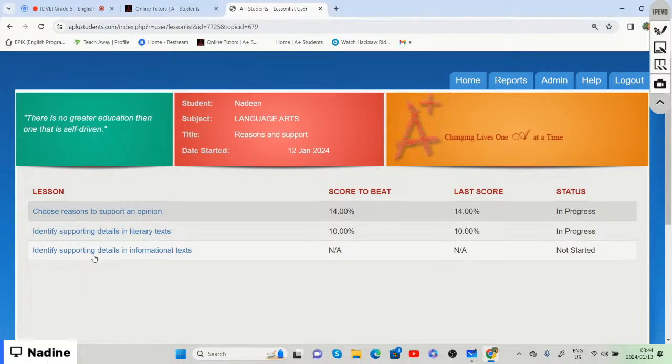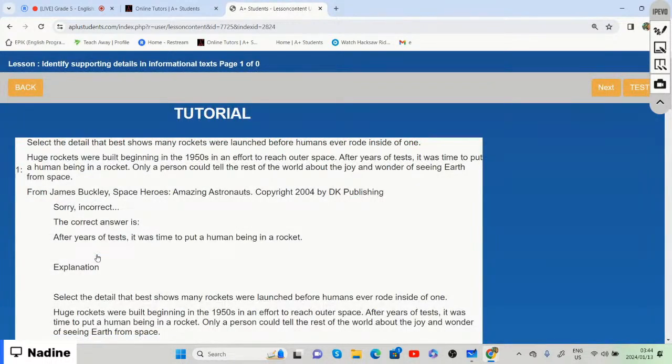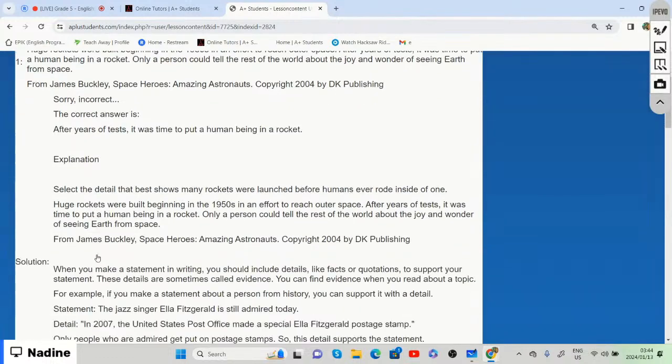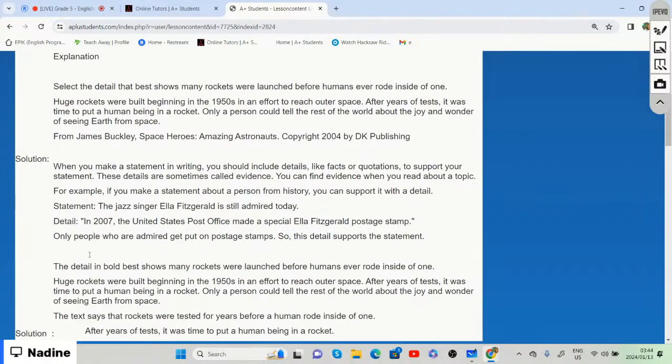All right. Now we're going to identify supporting details in informational texts, right? And when you make a statement in writing, you should include details like facts or quotations to support your statement. These details are sometimes called evidence. Remember, we said that facts need to be supported by evidence, because facts are things that are true. But in order for us to verify if it's true, you need to also provide evidence. Then we have opinion, which is basically your own beliefs, your own feelings and your own thoughts about something that is happening, let's say, for example, in the world, in the country, in the city.